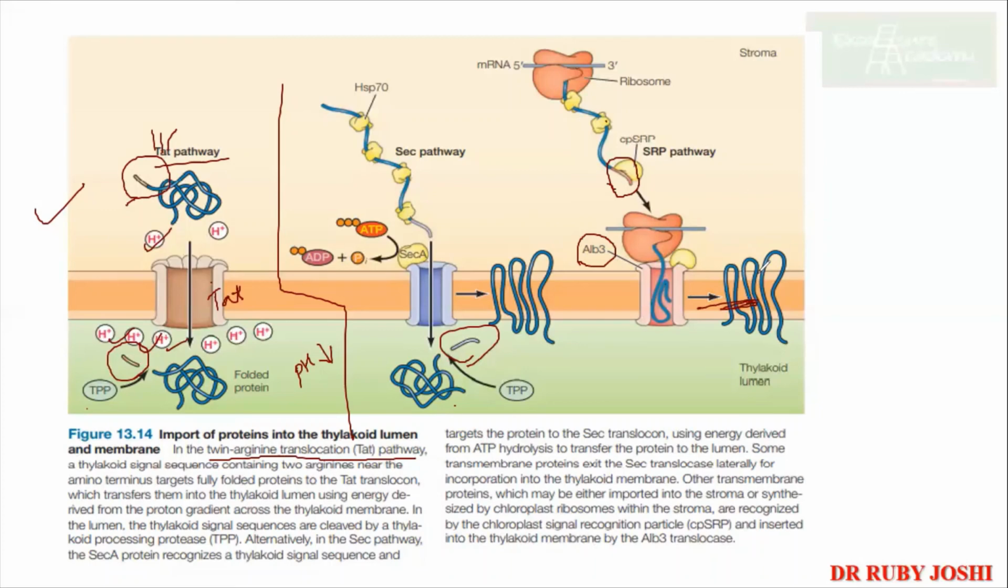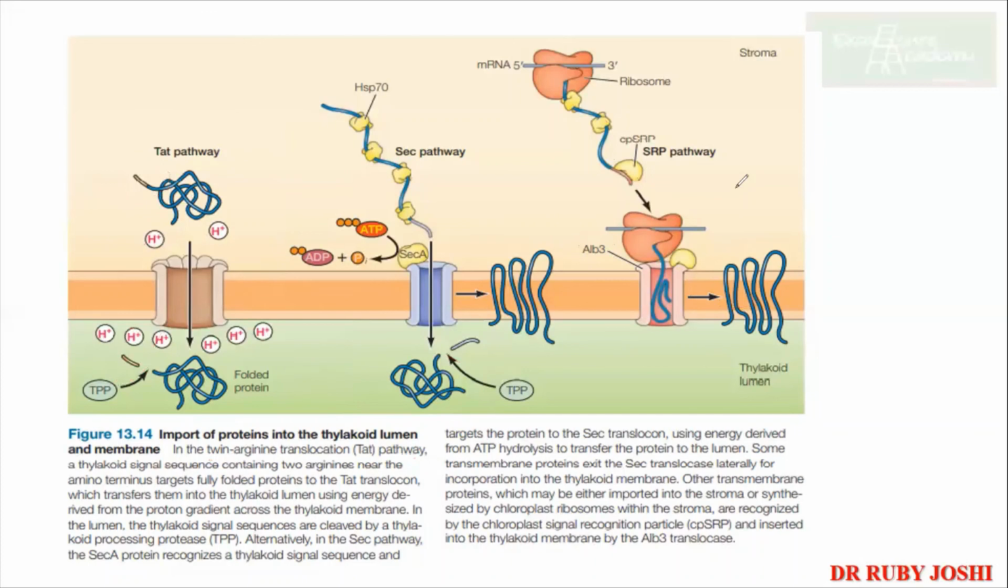Clear? All the three pathways are clear. This is only for the import of the proteins into the thylakoid lumen as well as the membrane. So for that we have 3 pathways, TAT pathway, SEC pathway and SRP pathway. Okay.